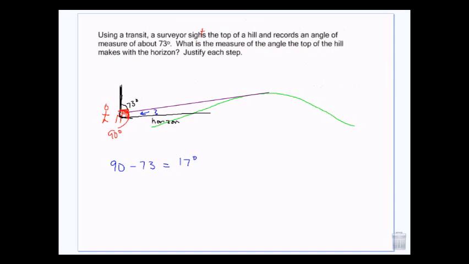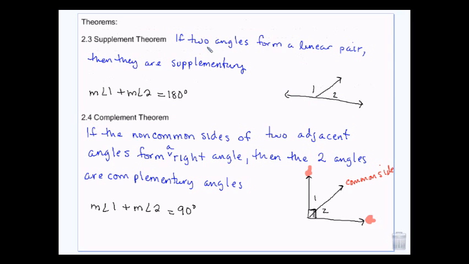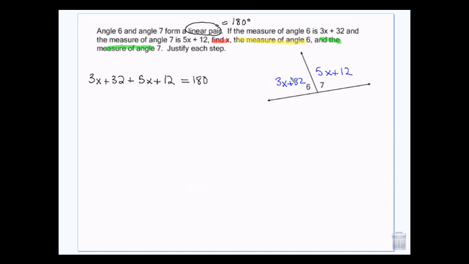Which line are we looking at? Our supplement theorem says if you have a linear pair, they're supplementary, which means they equal 180. So a straight line is 180. If you're a linear pair, you make a straight line, it's 180. So 3x and 5x is 8x, 32 and 12 is 44.